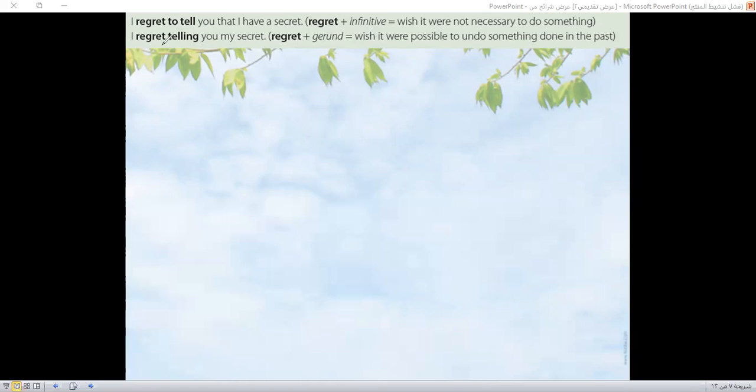But when I say I regret telling you my secret, it means that I already told you my secret. Now I'm feeling guilty, or I regret that. So I wish it were possible to undo this thing, and it's in the past. I wish it were not necessary to do this thing. Meaning, I wish that I had the option not to tell you my secret. I regret to tell you that I have a secret.